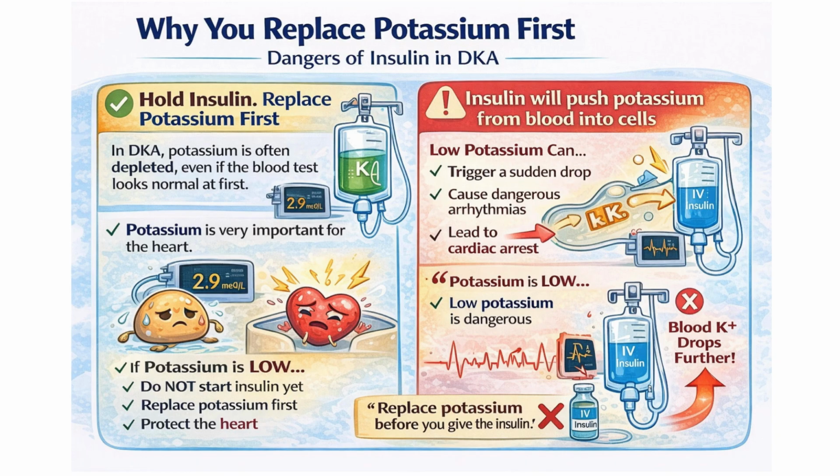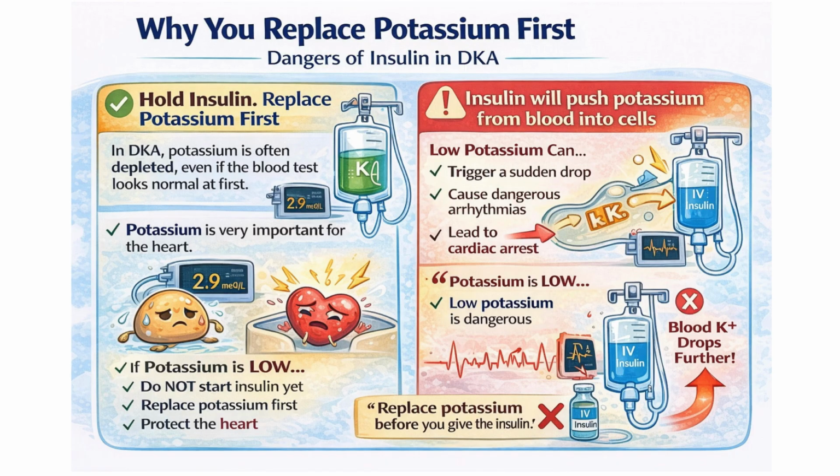This drop can happen very quickly. When potassium drops suddenly, the heart can stop or develop fatal rhythms. Because of this risk, insulin must be delayed. Potassium must be replaced first. Once potassium reaches a safe level, insulin can then be started safely.